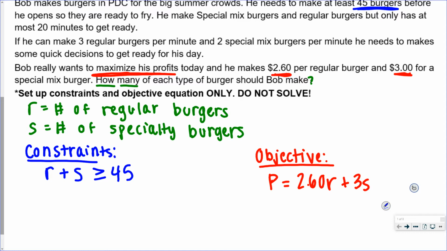All right, here's the tricky part, the one about the minutes. So he only has 20 minutes to get ready, and he can make 3 regular burgers per minute and 2 specialty burgers per minute. Now, it's not this. This is what a lot of people would think. Don't write this down.